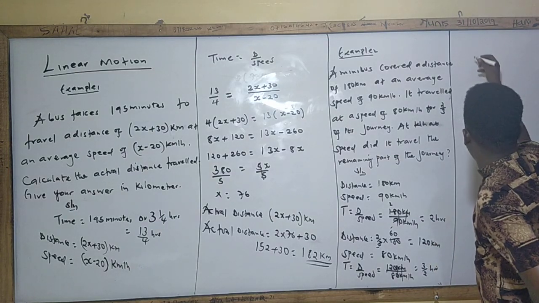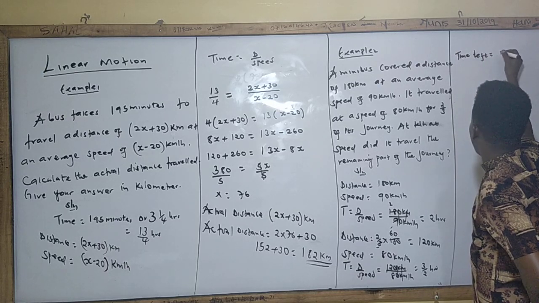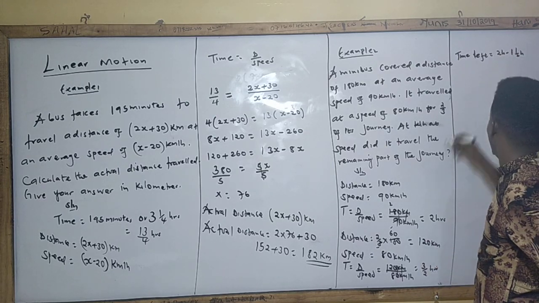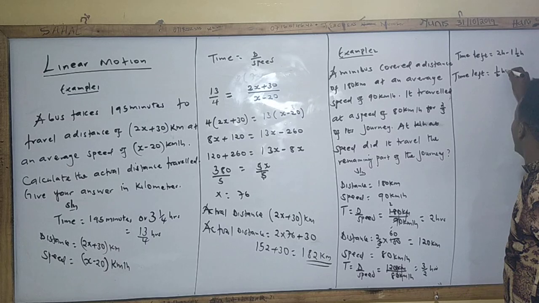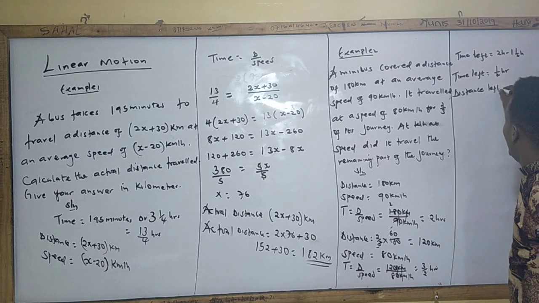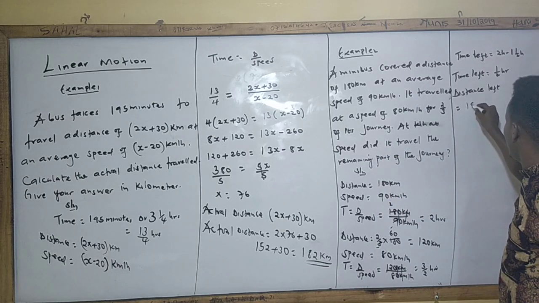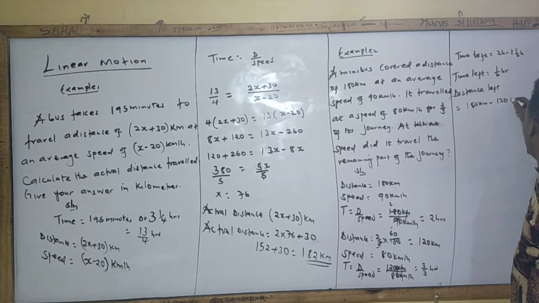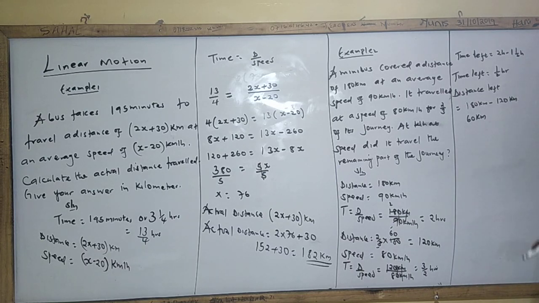Then let me get now time left. Time left is 2 hours minus 1.5 hours. 1.5 hours is 3 out of 2, don't forget that. So time left will be half an hour or 30 minutes. Let's also get distance left. The total distance was 180 kilometers minus distance covered, which is 120 kilometers. So this will give me 60 kilometers.